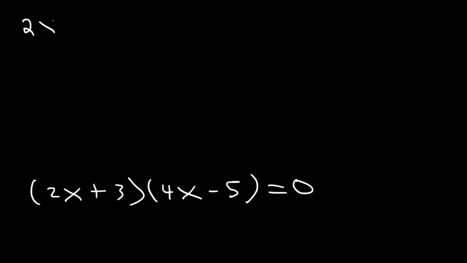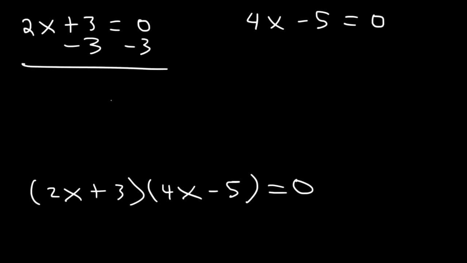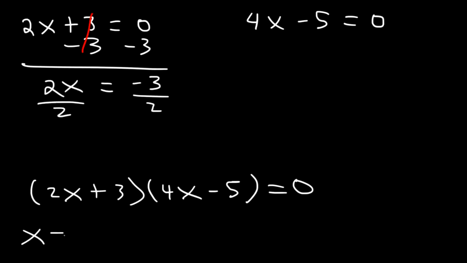Now, let's set 2x plus 3 equal to 0 and 4x minus 5 equal to 0. So in the first equation, let's subtract 3 from both sides. So 2x is equal to negative 3. And then let's divide by 2. So the first answer, x, is equal to negative 3 over 2.